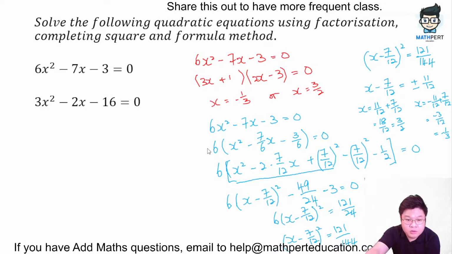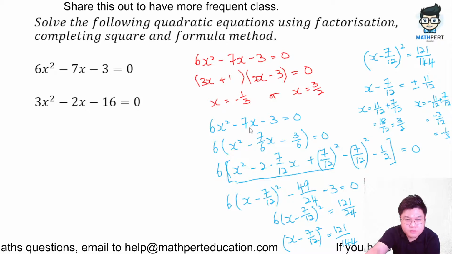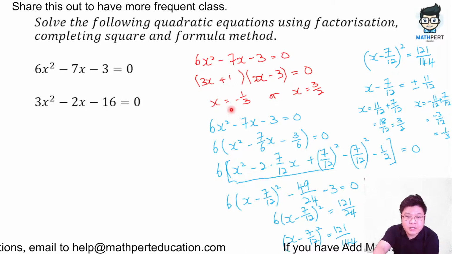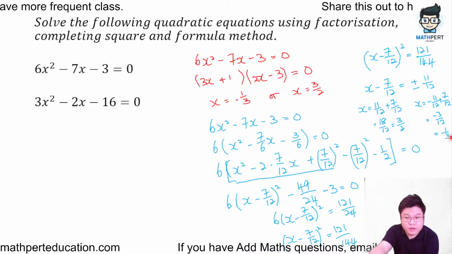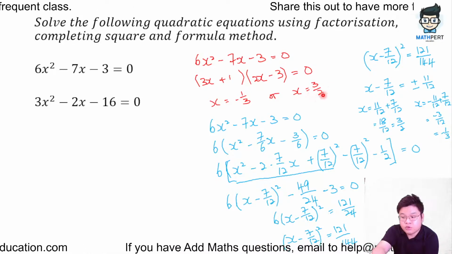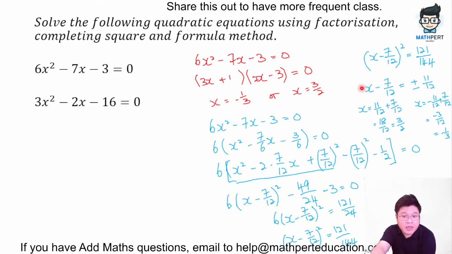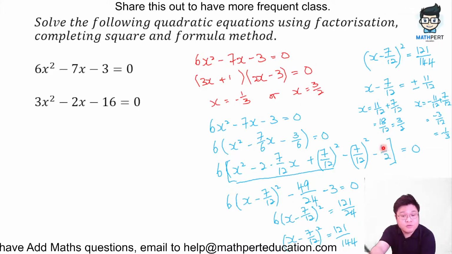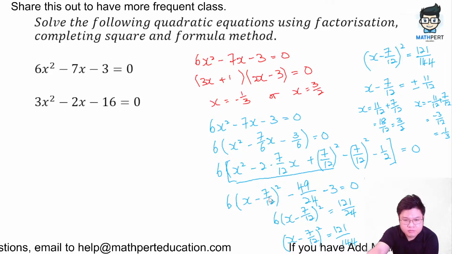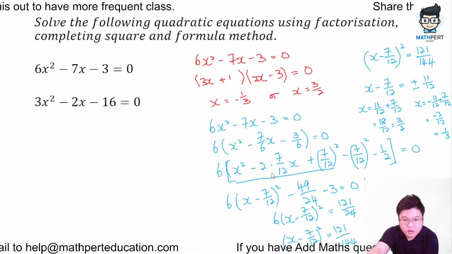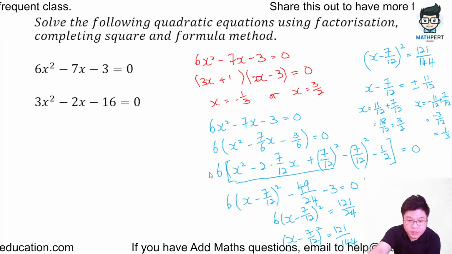And let me use the pointer. Okay, x equals to negative 1 over 3, negative 1 over 3 over here. And then x equals to 3 over 2, and this is 3 over 2. Basically they have the same answer. So next, let's take a look at the formula method. Okay, formula method, I will use green color.